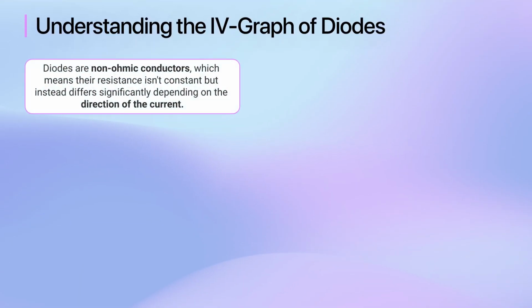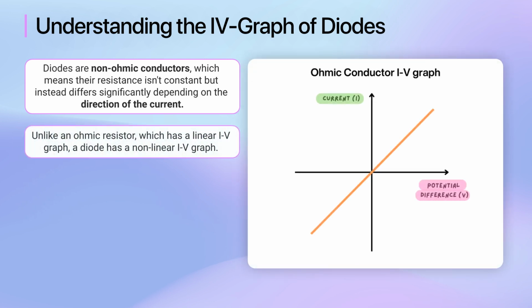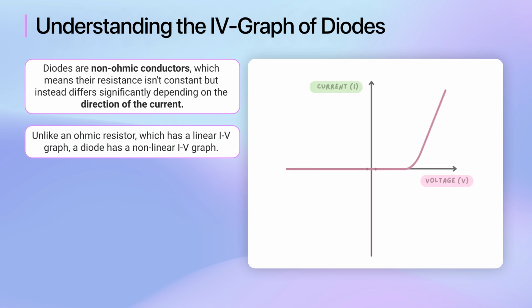Diodes are non-ohmic conductors, which means their resistance isn't constant. They do not follow Ohm's law as their resistance differs significantly, depending on the direction of the current. Let us now examine how this behavior is shown on their current-voltage IV graph. Unlike an ohmic resistor, which has a linear IV graph, a diode has a nonlinear IV graph.